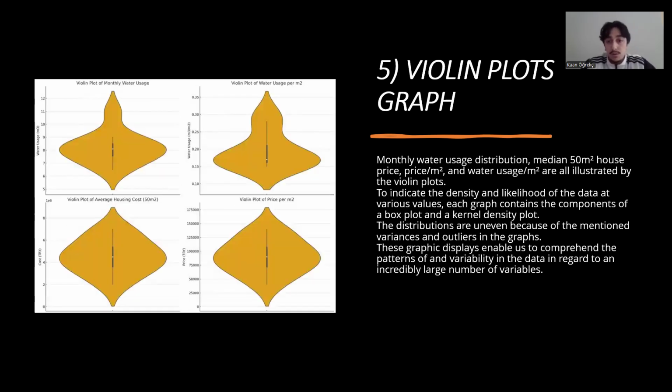The fifth one is violin plots graph. The violin plots illustrate the distribution, density, and variability of monthly water usage and housing prices by combining box plots and kernel density plots. They reveal uneven distributions and outliers, helping to identify complex patterns across multiple variables.